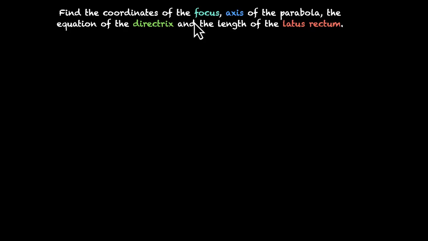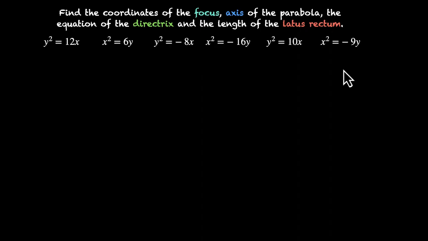In this video, we'll be given 6 equations of different parabolas, and for each one, we have to find the focus, the axis, the equation of the directrix, and the length of the latus rectum. These are the 6 equations. You can pause the video and try this on your own first.